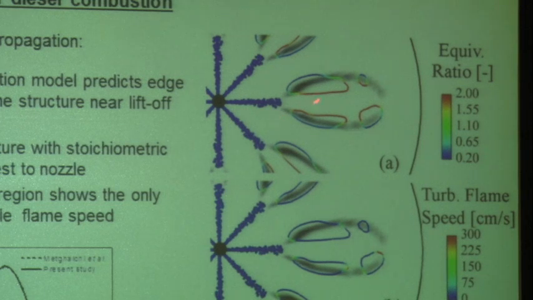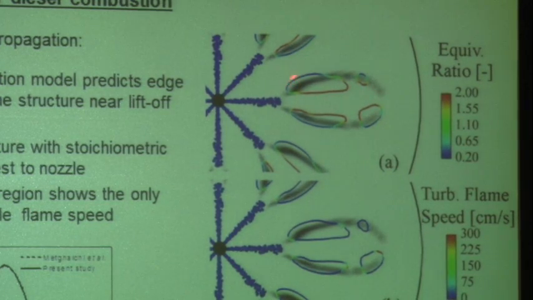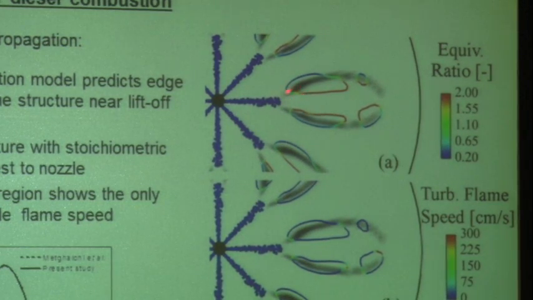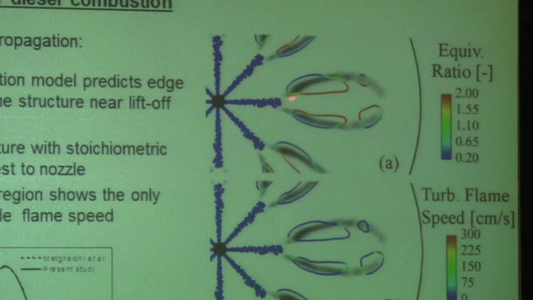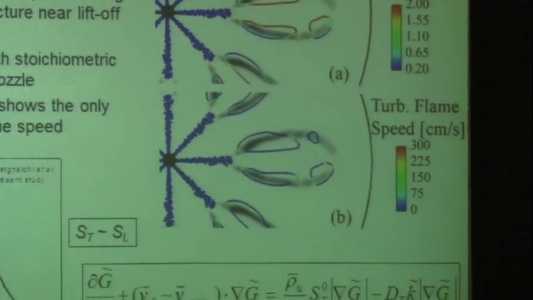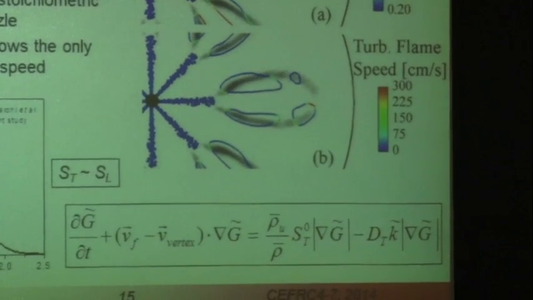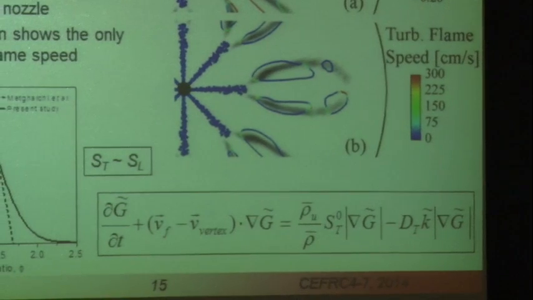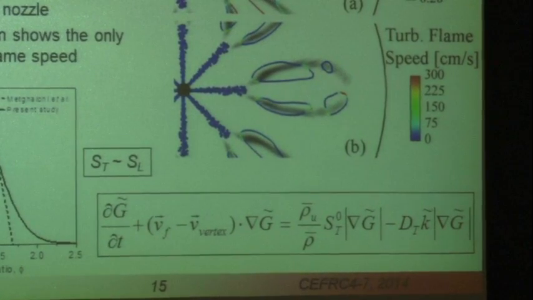And as you can see, along the G equals 0 surface, we have rich equivalence ratios on the rich side here. On the lean side, we have lean equivalence ratios. And then right here where these two lines meet, at the flame liftoff location, the equivalence ratio is roughly unity. So this is the typical edge flame configuration that you see in combustion textbooks. And it's gratifying to see that the G equation model picks that up.